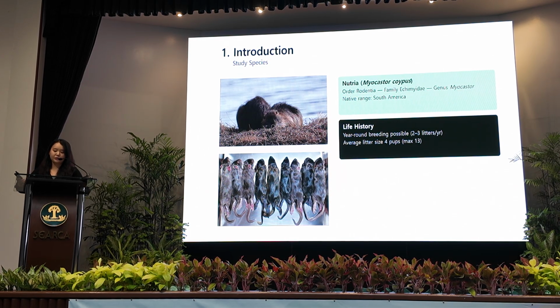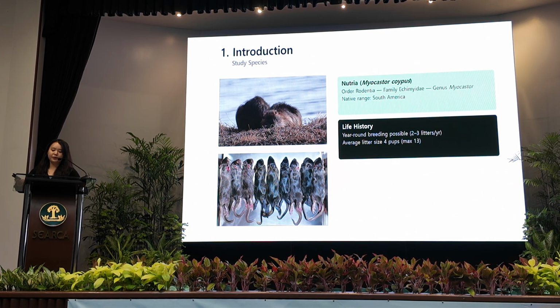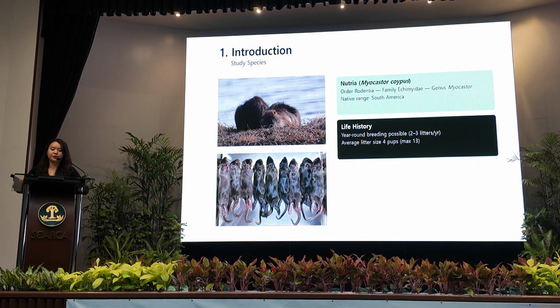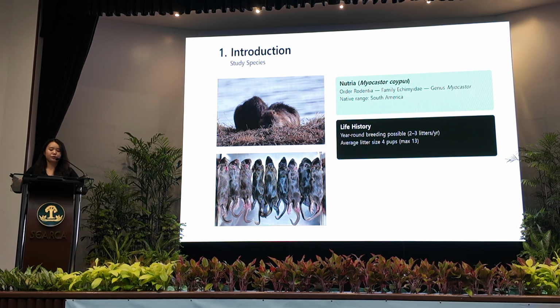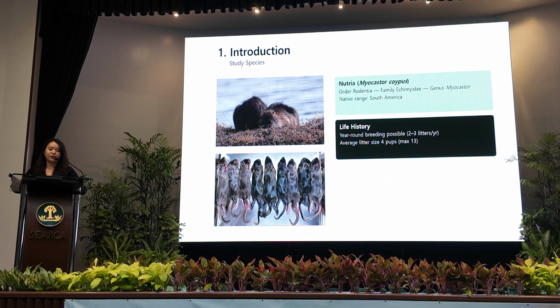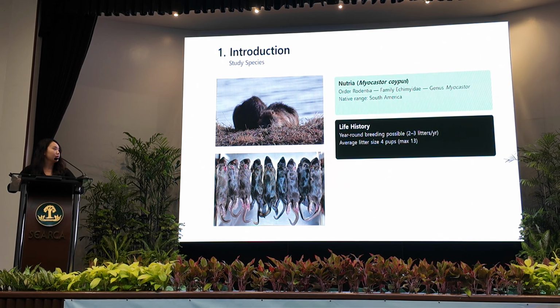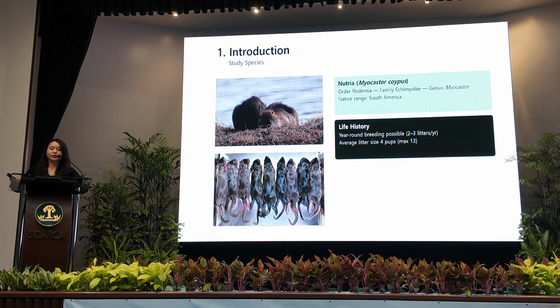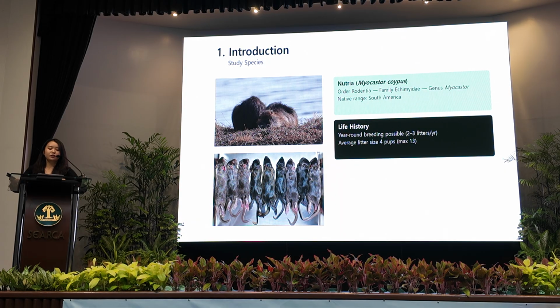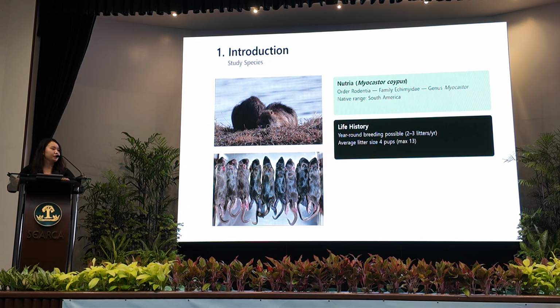Let's start with study species. Deuteria, the scientific name is Myocastor foipus. The species belongs to the order Rolitia and the family Echinidae and is native to South America. It's a semi-aquatic rodent that breeds twice or 3 times a year. The species reproduces quite a lot like any other rodent species.